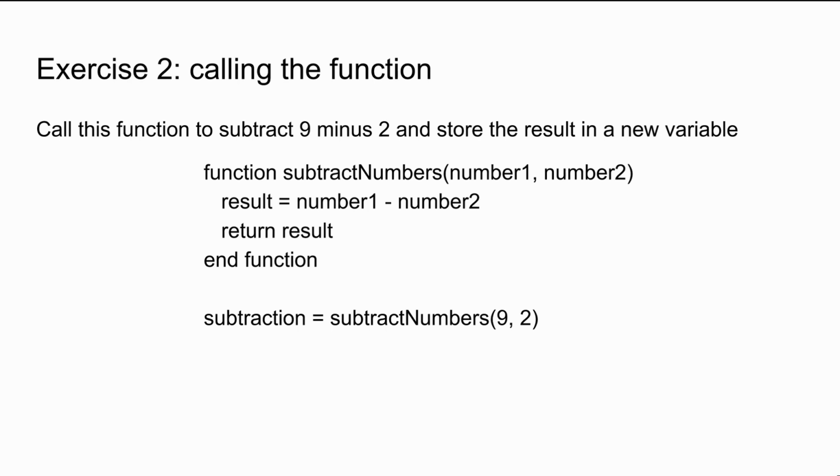And this is how we can call this function. First, I am creating a new variable to store the output of the function, and then I am calling it using its name and including between parentheses the two numbers I want to subtract. This line of code would store the number 7 in the variable subtraction, since that would be the output from the function.